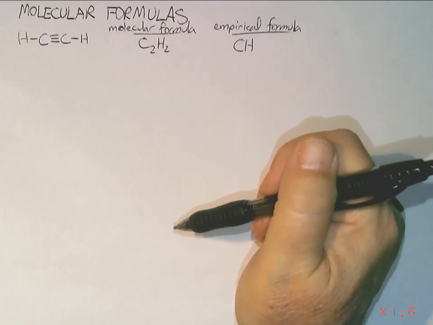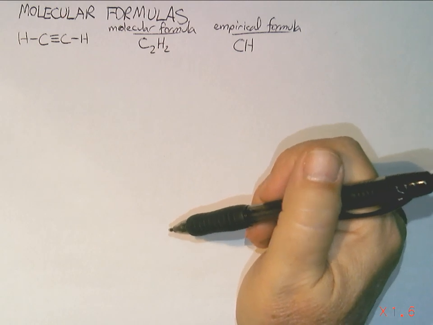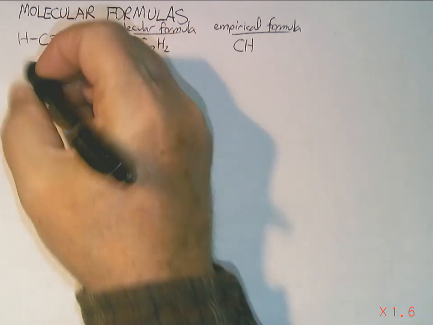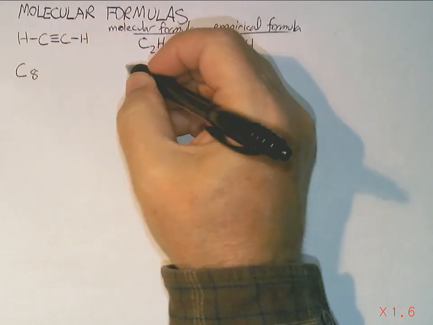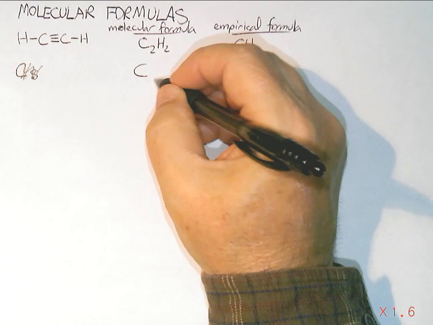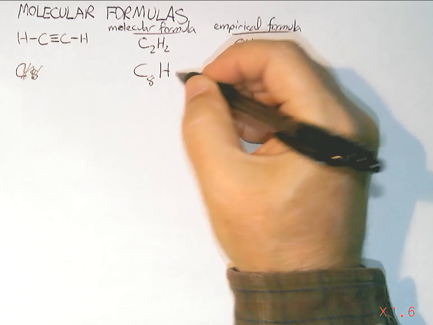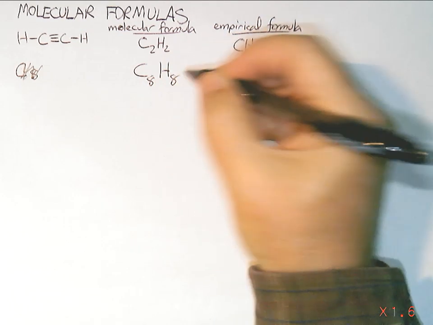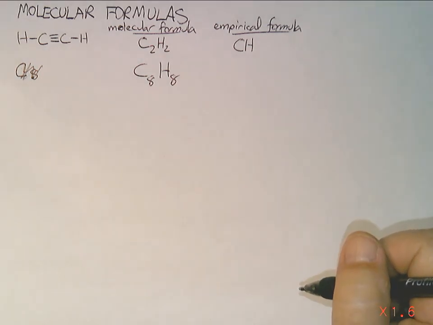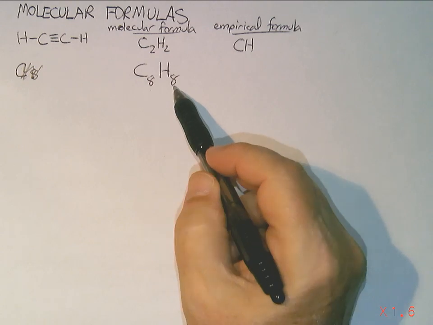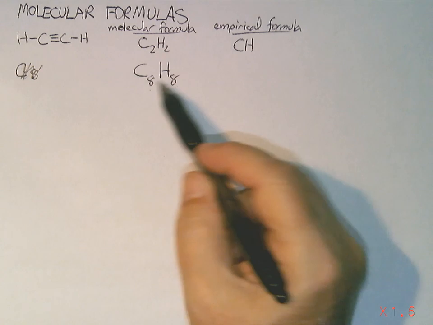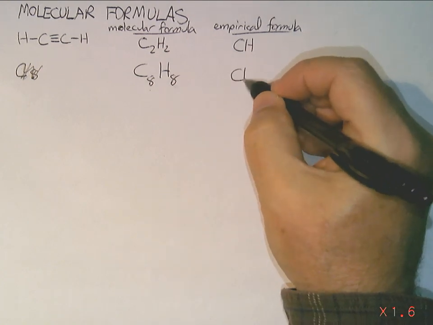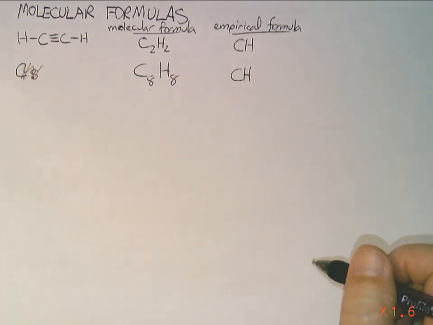Now, what if I have styrene, which is a molecule that looks like C8H8? What's the empirical formula for that going to be? Well, the simplest mole ratio that you can have, carbon to hydrogen, isn't 8 to 8. 8 to 8 is 1 to 1. So it also has that empirical formula.